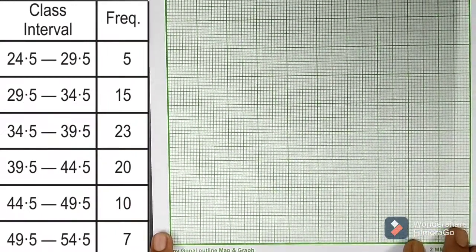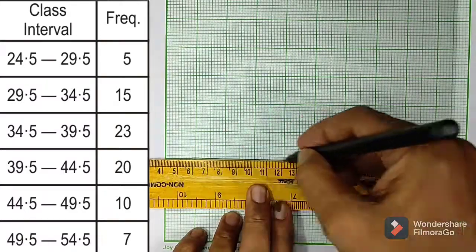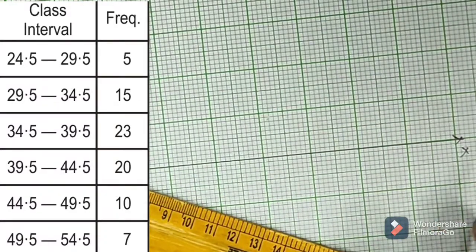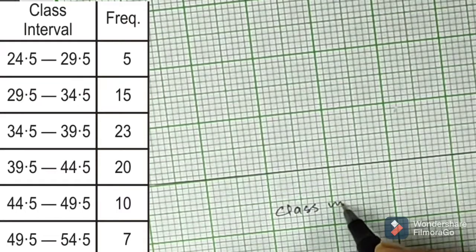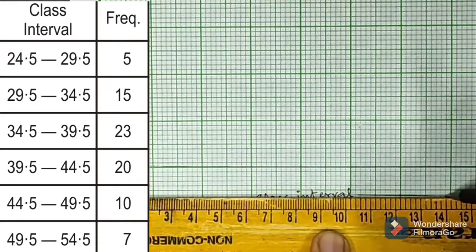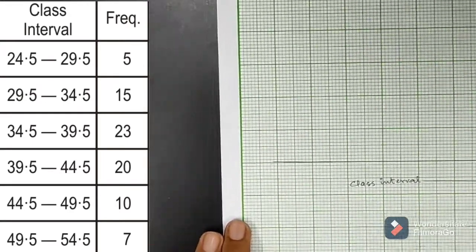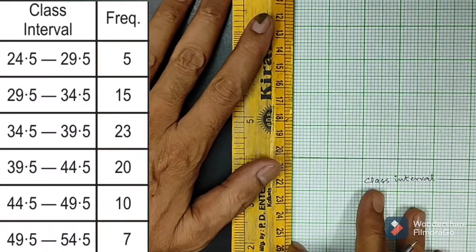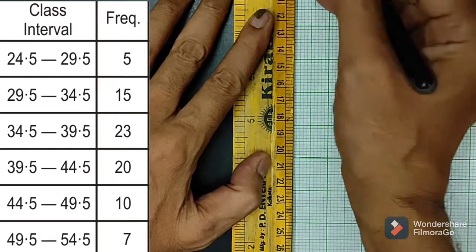So along the x axis we have to be a little tricky. Along the x axis we will measure the class interval. So let's first draw the x axis. Let this be the x axis, and along the x axis we will measure class interval. I am writing here class interval. Class interval will increase in this direction, and along the y axis we will measure frequency. We won't have any problem along the y axis because the observations along the y axis are very simple.